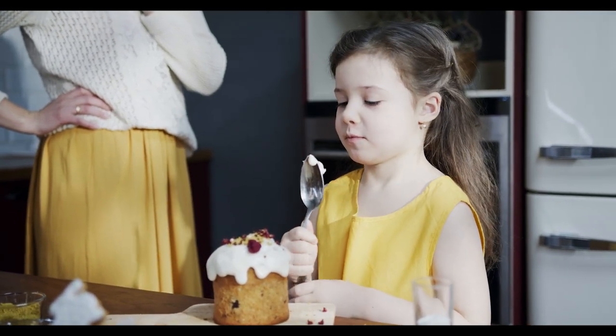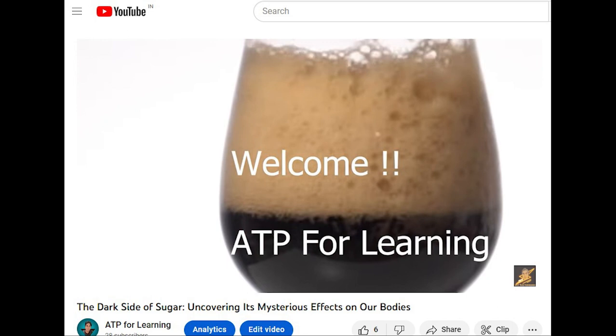You can also check a detailed video on the dark side of sugar, uncovering its mysterious effects on our bodies, in your own learning channel, ADP for Learning. Now come back to the main topic of dental cavities again.